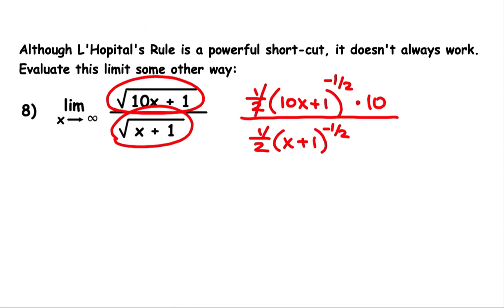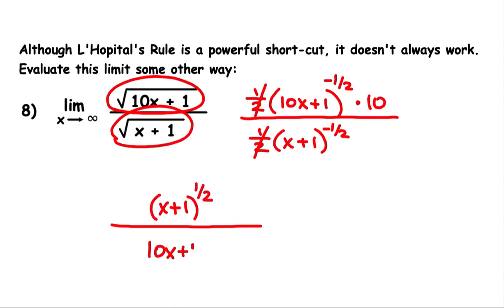The 1/2s will cancel. Since I have negative powers, they can pass through the fraction bar and go to the other side. So this will just be x plus 1 to the half, positive half up top. And this is 10 times x plus 1 to the positive half in the denominator. And this 10 is still up top.